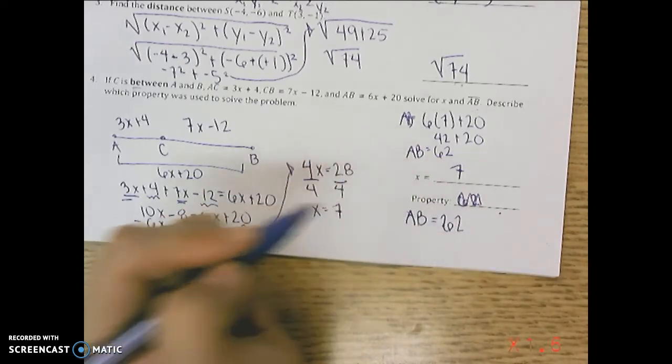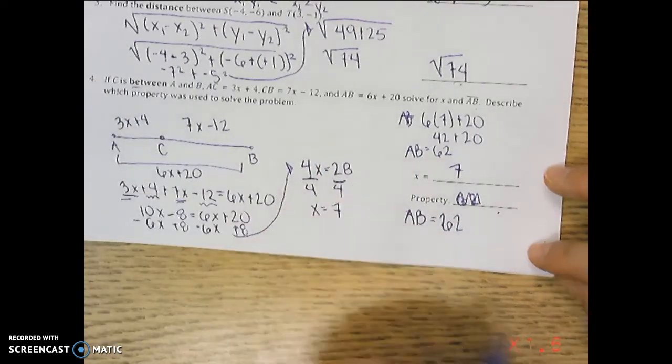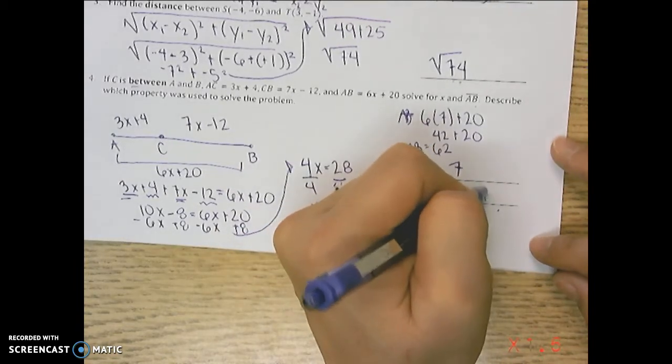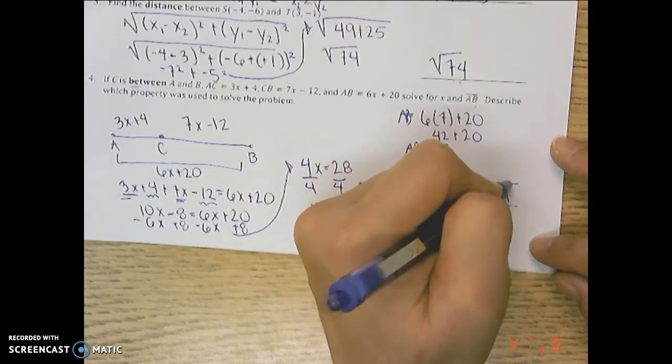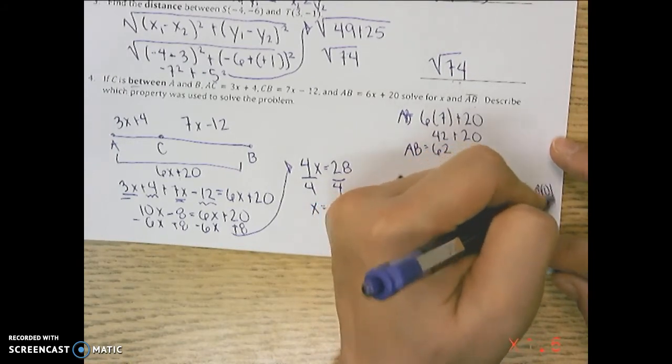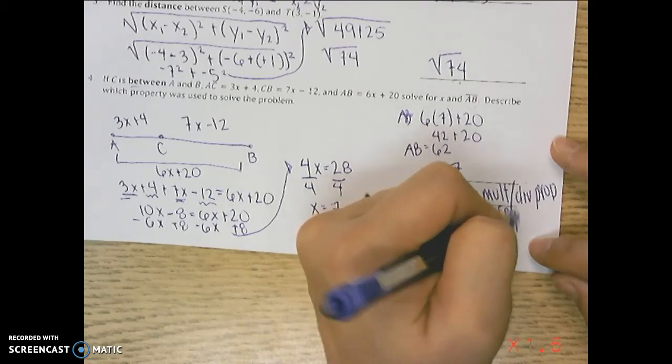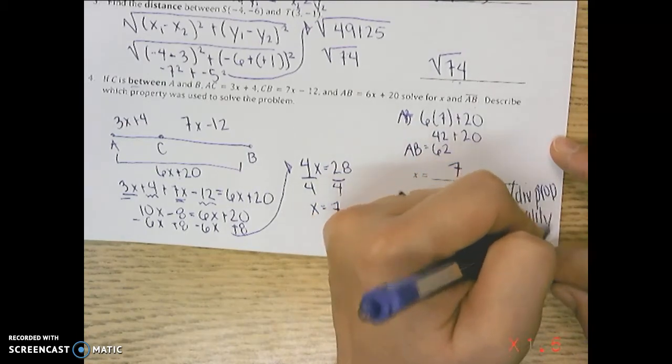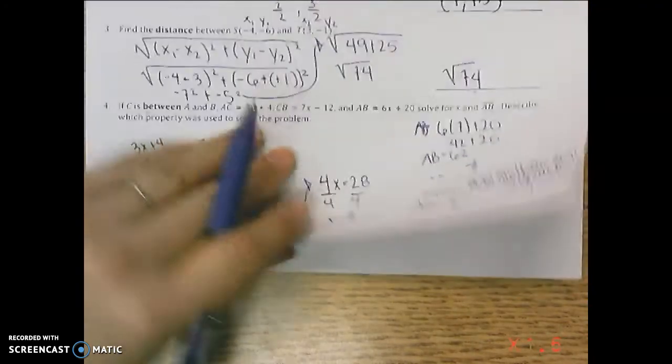And the property that I used here, when I finally solved, would be either the multiplication or division property of equality. Sorry for the mess, guys.